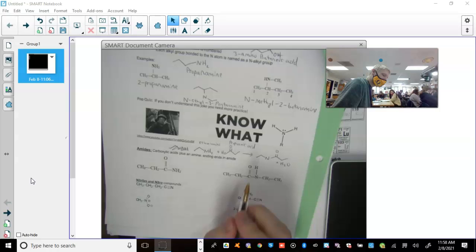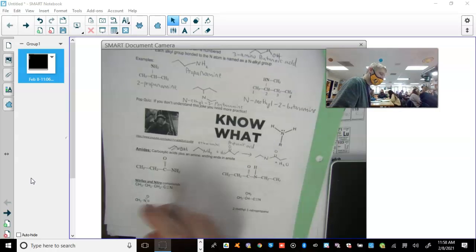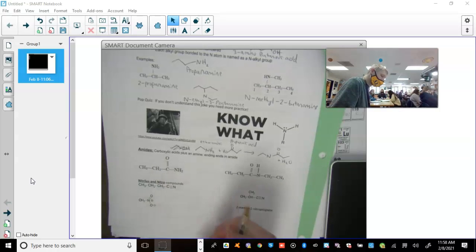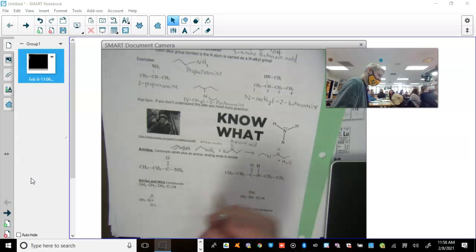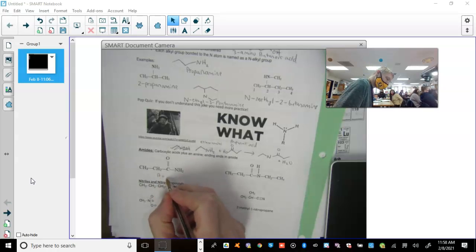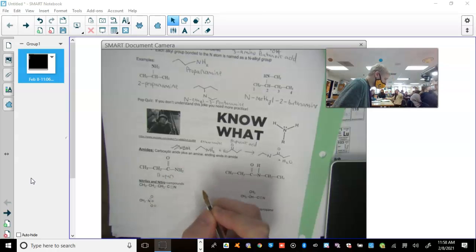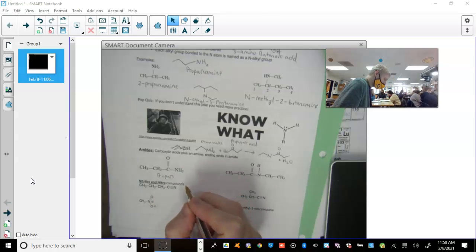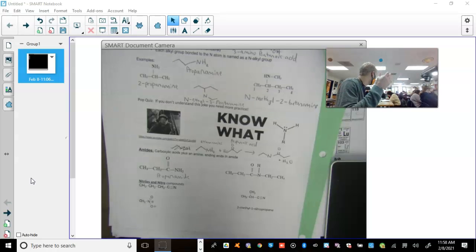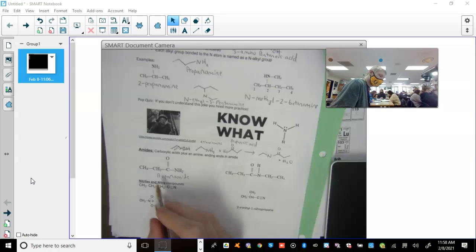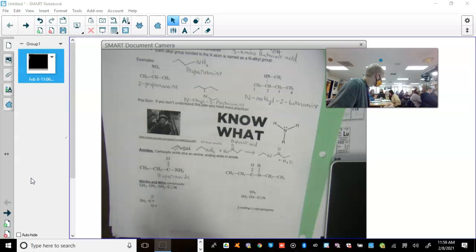All right, why don't we keep it simple? Let's name this second one. This one's simpler to name. What we got here is 1, 2, 3. That's propane. So this is going to be propanamide. So you still drop the E, but you put the word amide instead. So propanamide.